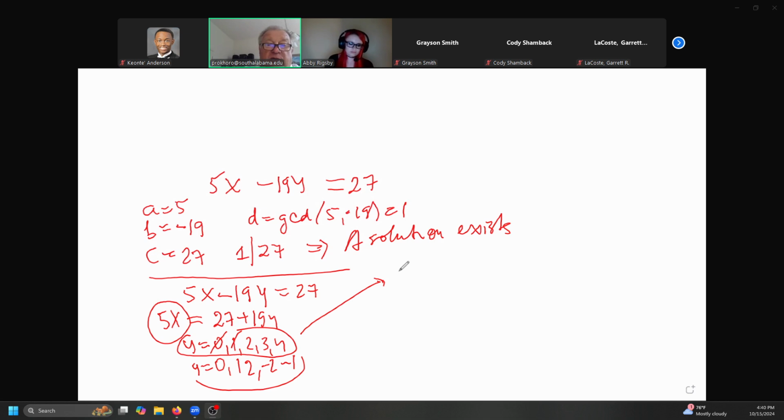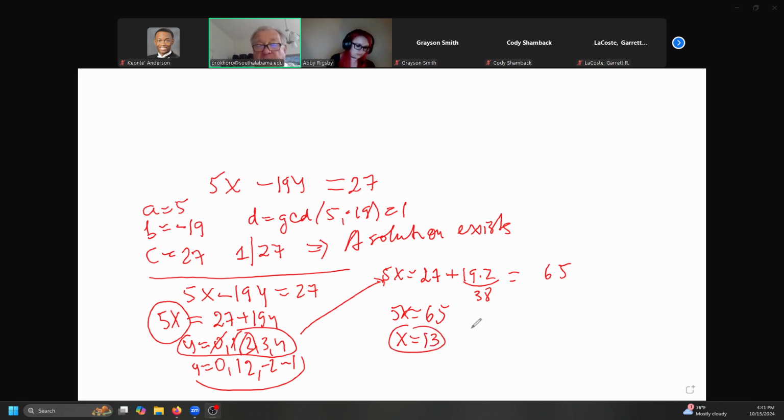And now let's use y equals 2. What do we get? 27 plus 19 times 2, and we expect it equals 5x. 19 times 2 is 38, and 38 plus 27 is 65. So 5x equals 65, x equals 13, and y equals 2.